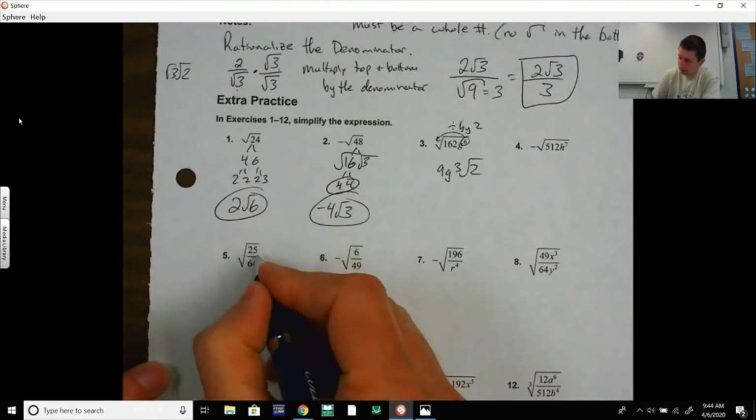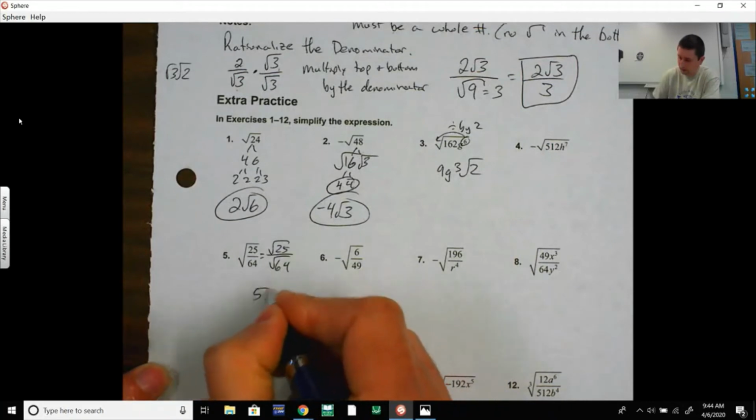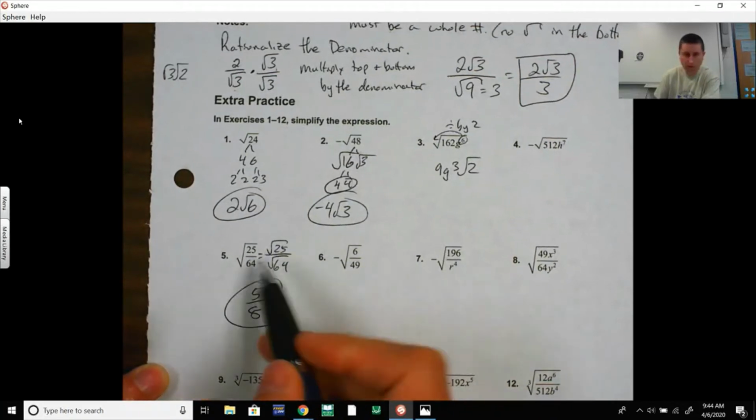Square root of 25 over square root of 64. So that's the square root of 25 over the square root of 64. So that'd be 5/8. That's it. Just 5/8. Take the square root of the top, square root of the bottom. Okay.